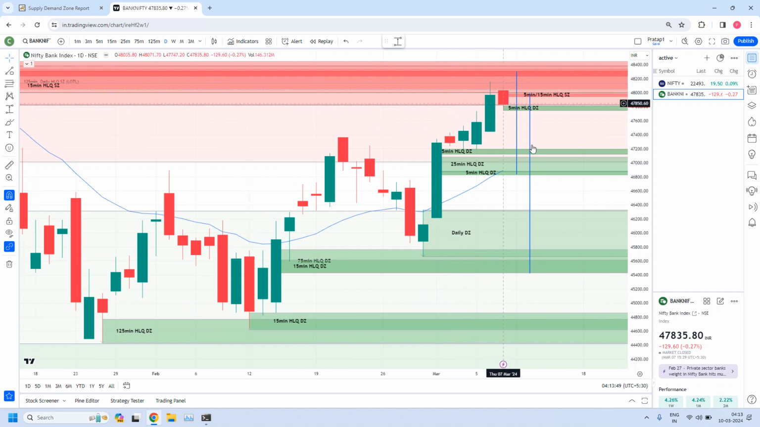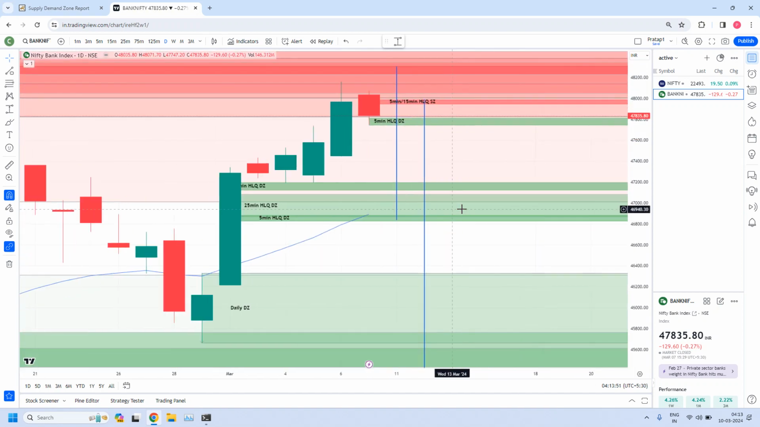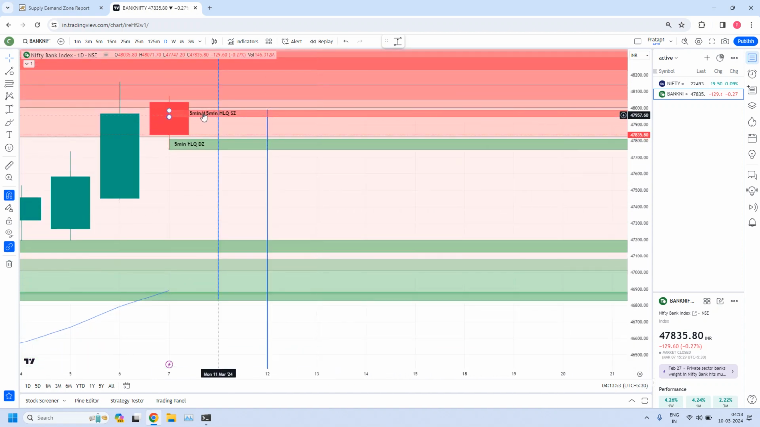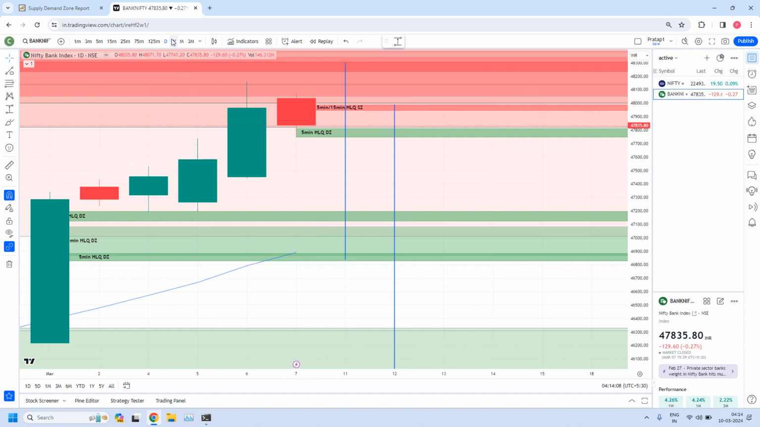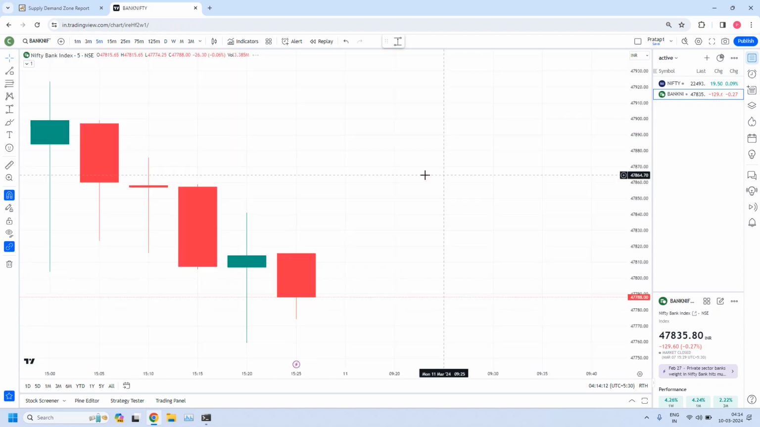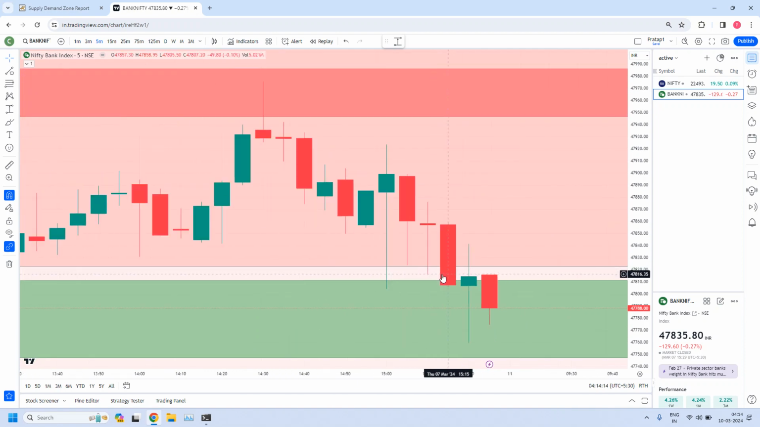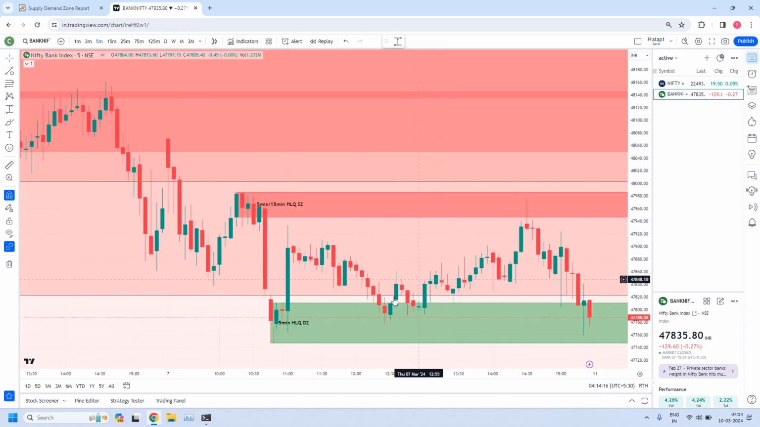See the push. During this push, one institution created a 5 minutes high liquidity supply zone, even 15 minutes, the same thing. And another institution created a 5 minutes high liquidity supply zone during last Thursday, that is the working day. See after that what happened? Prices moved within that area only. None of these levels are broken.